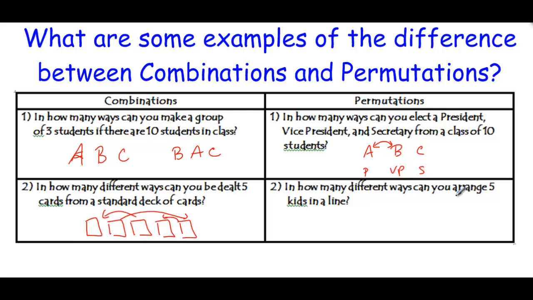And how many different ways can you arrange 5 kids in a line? So we have kids A, B, C, D, and E in line, and kid E jumps to the front. Is that a different order of students in a line? Yes. We would look at these as 2 different things, therefore order matters, making it a permutation.